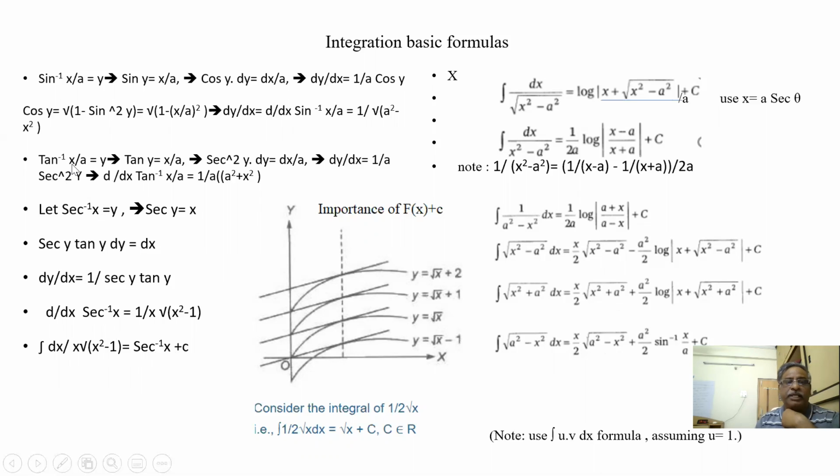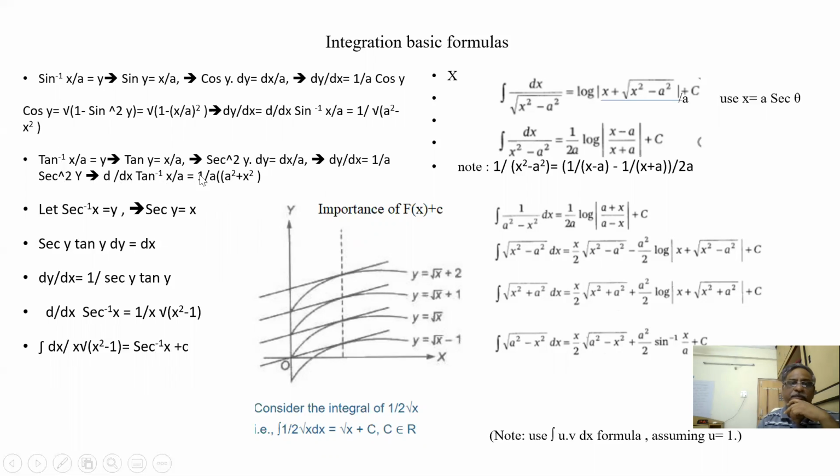Now similarly, see tan inverse x by a. Tan inverse x by a, let it be y. So tan y is equal to x by a. So secant square y dy is equal to dx by a. So dy by dx is equal to 1 by a into secant square y. Here y is tan inverse x by a. So in place of y, I am putting, so differentiation of tan inverse x by a is 1 by a into a square plus x square.